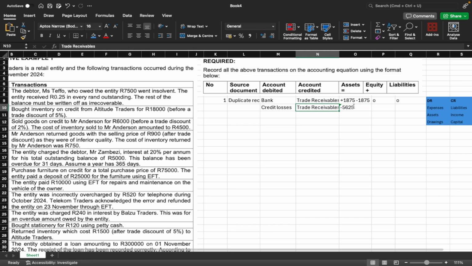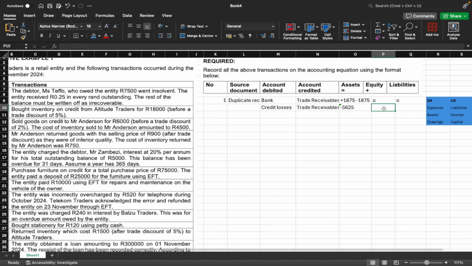What about our credit losses? Remember, I've already mentioned it's an expense. And where do our expenses go in our accounting equation? Does it go under assets, under equity, or liabilities? Well, I hope you know it doesn't go under assets, and it definitely doesn't go under liabilities, because what is liabilities? Well, liabilities is money that we owe to other people, and that has nothing to do with our first transaction. So it's definitely under equity.